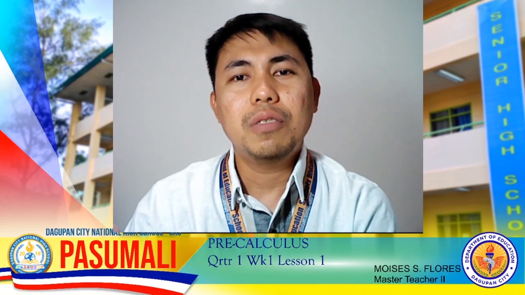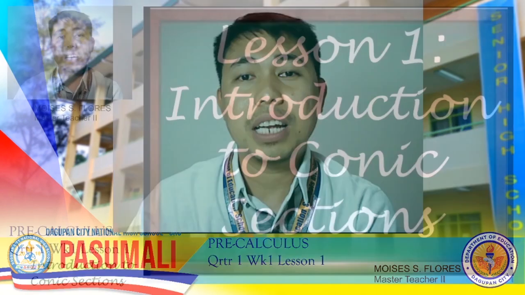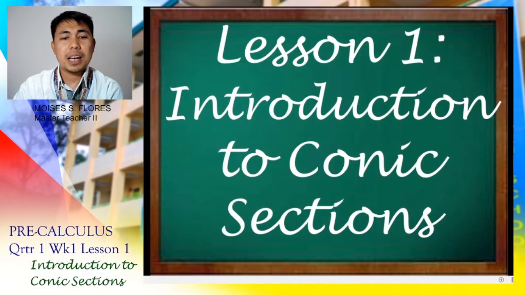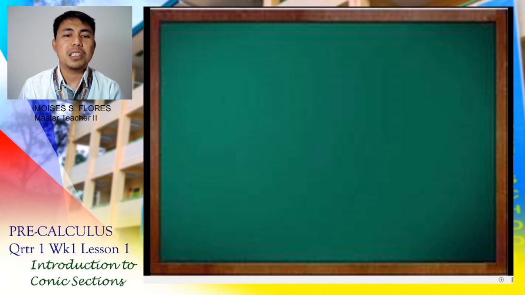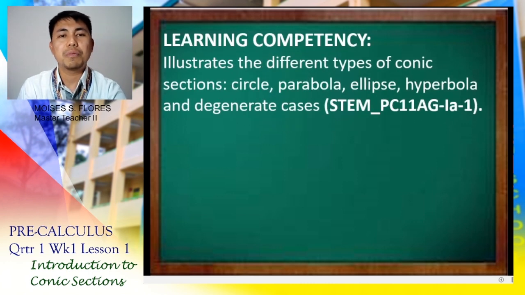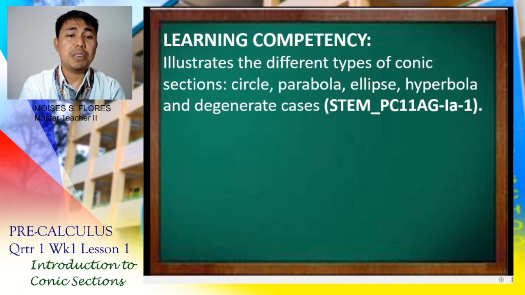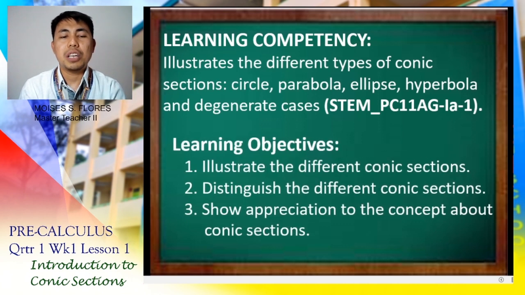Today we will come up with the very first lesson, which is entitled Introduction to Conic Sections. Let us have the learning competency, which can be found in our curriculum guide. It states that it illustrates the different types of conic sections, namely circle, parabola, ellipse, hyperbola, and of course degenerate cases.